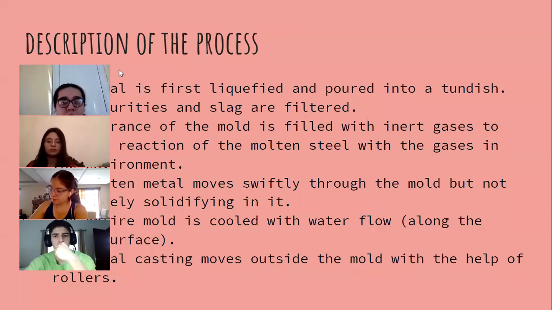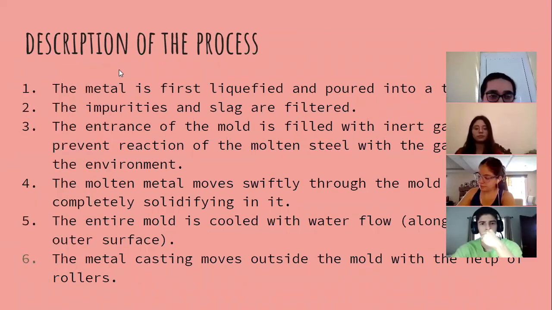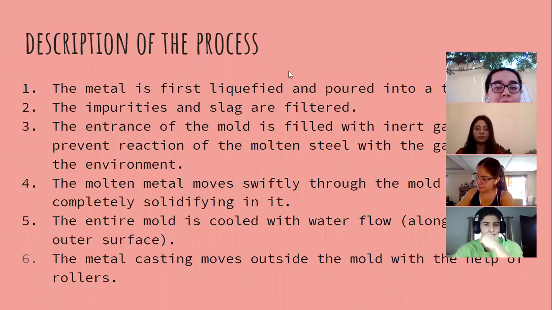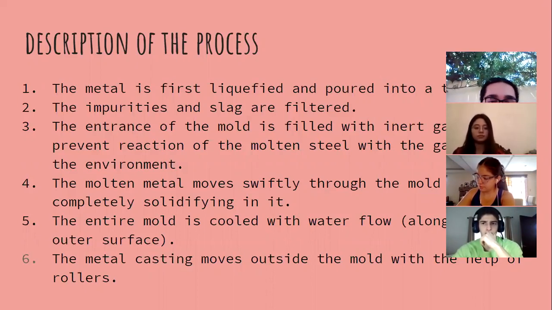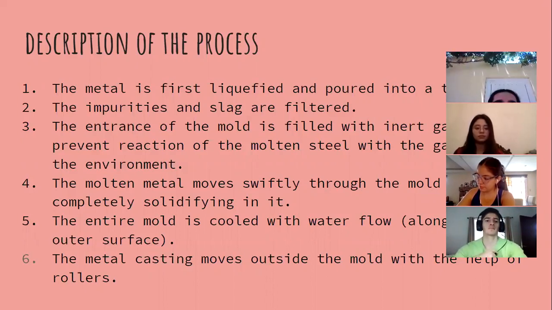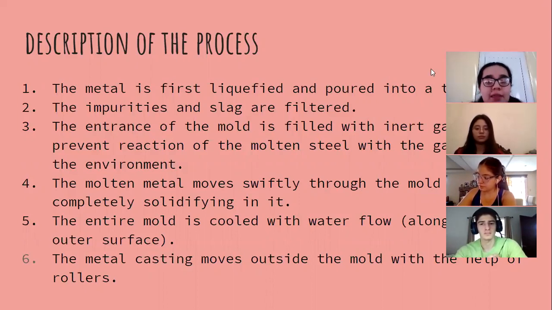Here are the steps that you need to follow in order to make this continuous casting. First, the metal is liquefied and poured into the mold, but the impurities and slag are filtered. The entrance of the mold is filled with inert gases to prevent reaction of the molten steel with the gases from the environment. The molten metal moves swiftly through the mold without completely solidifying. The entire mold is cooled with water flow, and then the metal casting moves outside the mold with some rollers.